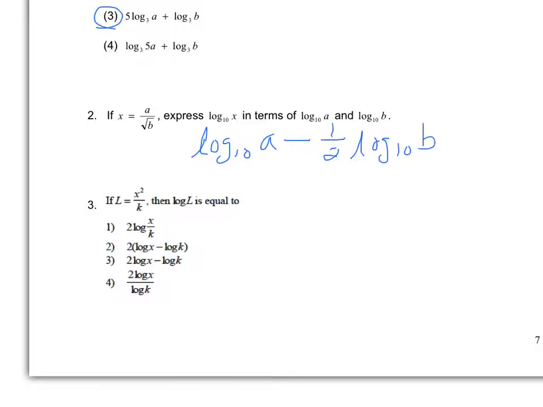Okay. If L equals x squared divided by k, then log of L is, let's apply the rule. So log of x squared, 2 log of x. Divide means subtract, log of k. Choice 3, correct.